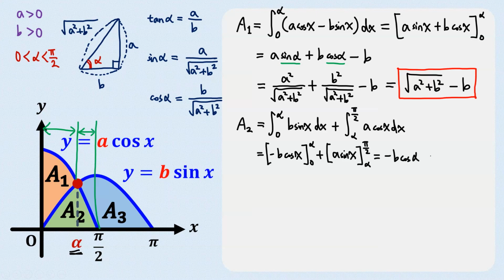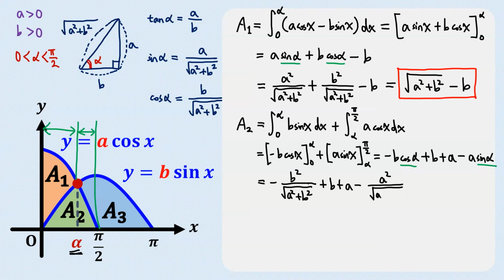which gives minus b cosine alpha plus b plus a minus a sine alpha, and using the expressions for cosine alpha and sine alpha, we have minus b squared divided by square root of a squared plus b squared plus b plus a minus a squared divided by square root of a squared plus b squared, which simplifies to a plus b minus square root of a squared plus b squared.